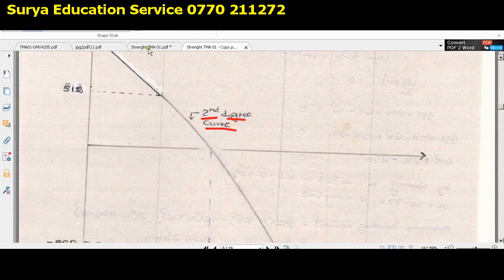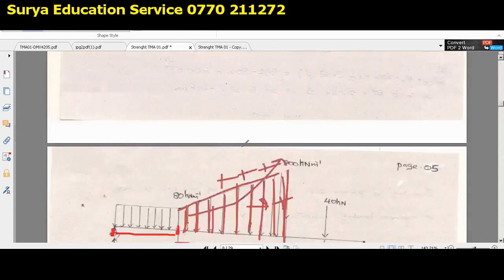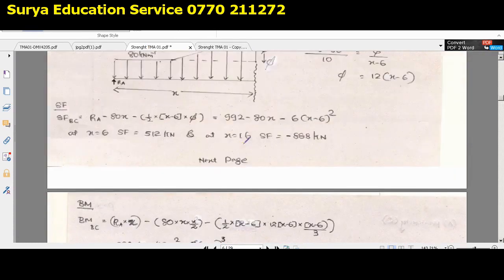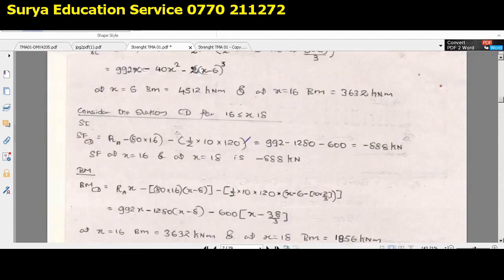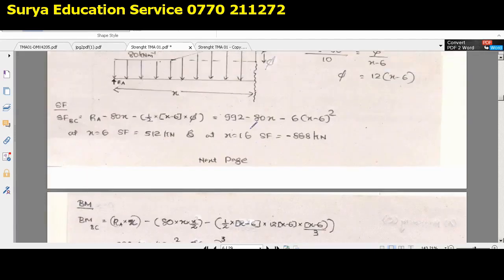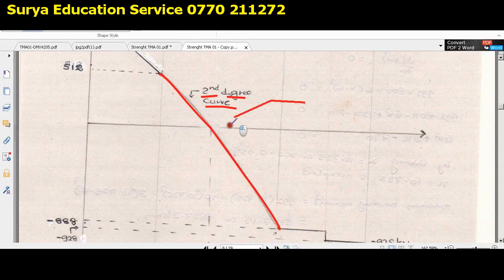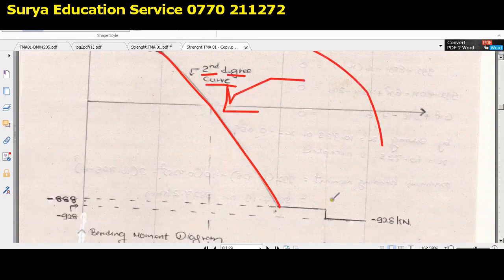Why is it a second degree curve? Because just look at the equation for the next section. If you consider the equation, it's a second degree curve because it's a quadratic, right? So that is how this curve came. So this is increase in type, right? See, that's increase in type. So that's how it came.